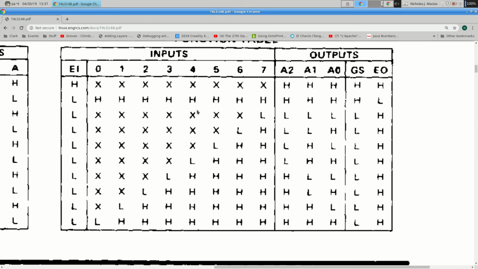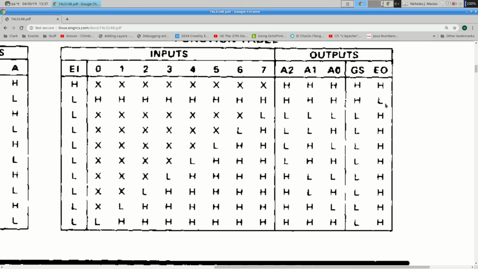So if all of your inputs are high, meaning none of your inputs are active, enable output will go low. If you feed that to another priority encoder, that will now pay attention to its inputs. So I think the purpose of EO is you can have multiple ones of these.